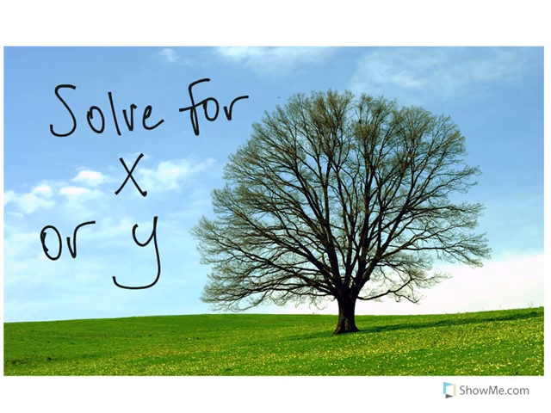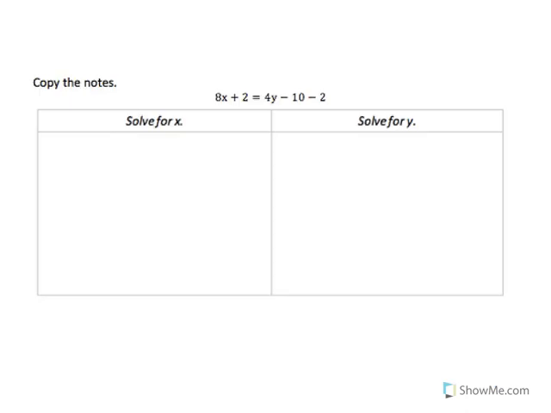Today we learned how to solve for x or y. So we read the problem and we solve for the variable that it says. Here it says solve for x. That means x will be on the left-hand side of the equal sign, and whatever x equals will be on the right. So first, we copy the equation.